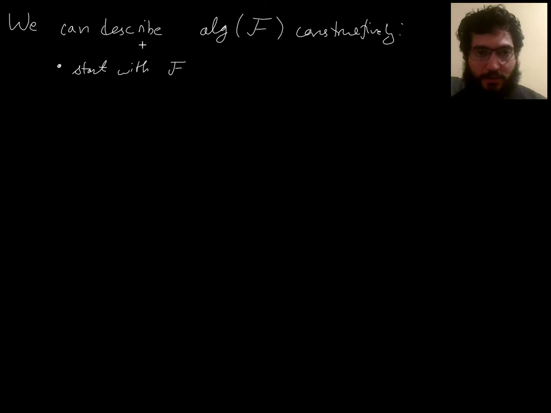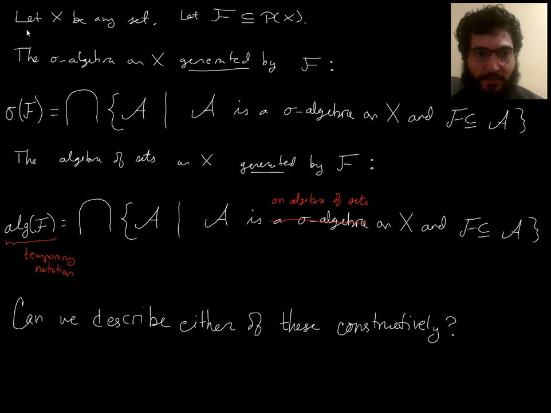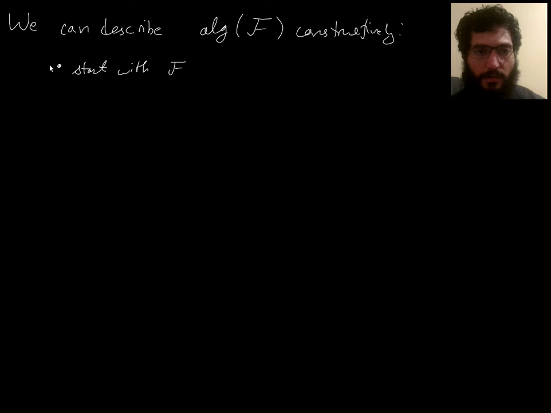So let's try to constructively describe the algebra of sets on X generated by F. The assumptions here are what I was writing back here: X any set, F any collection of subsets of X. And the algebra of sets on X that is generated by F is what's defined here. So we start with F, and it might not be an algebra of sets. The idea is to grow it as little as possible, throwing in the things that we need in order to make it an algebra of sets on X.